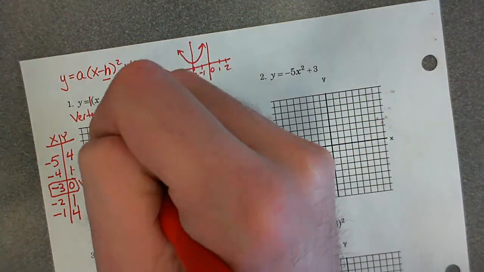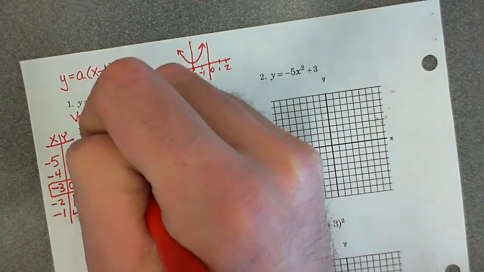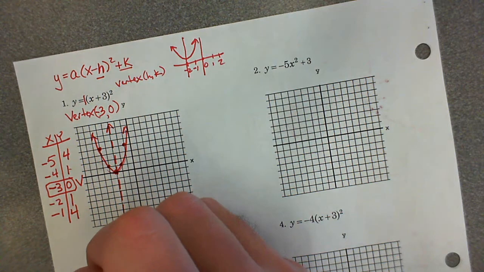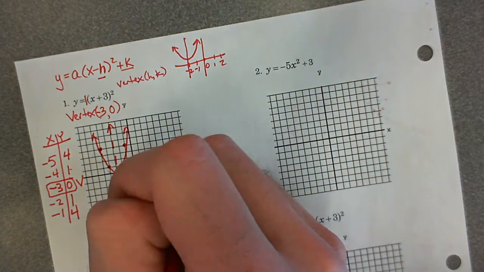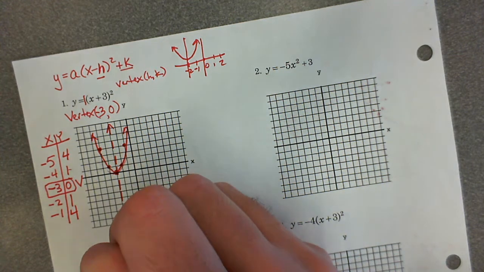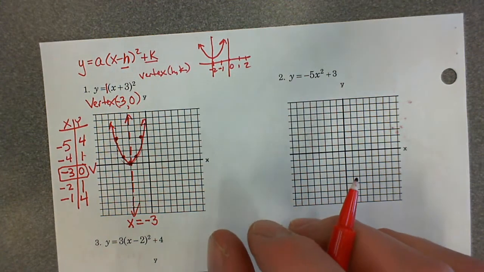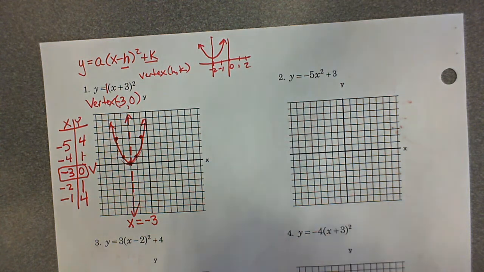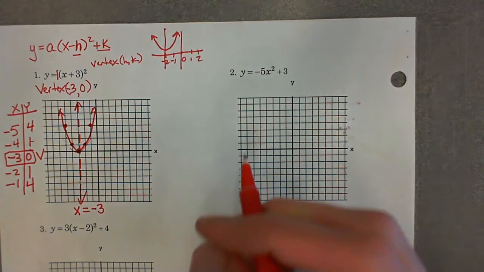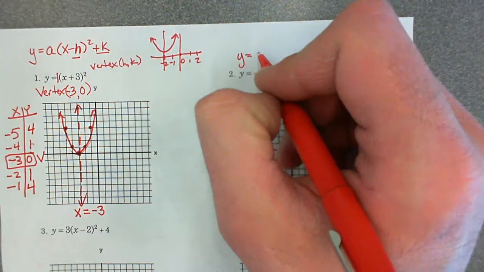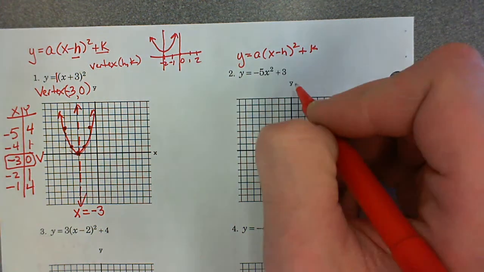Okay. We can also go ahead and draw in our axis of symmetry. So our axis of symmetry is this vertical line, and the equation of that vertical line is x equals whatever the x coordinate is that we're on, which is 1, 2, 3, -3. Okay. So now we've got our first parabola sketched. Okay. Now let's move to a second one. Here again we've got y equals a times (x minus h) squared plus k. So we need our vertex.